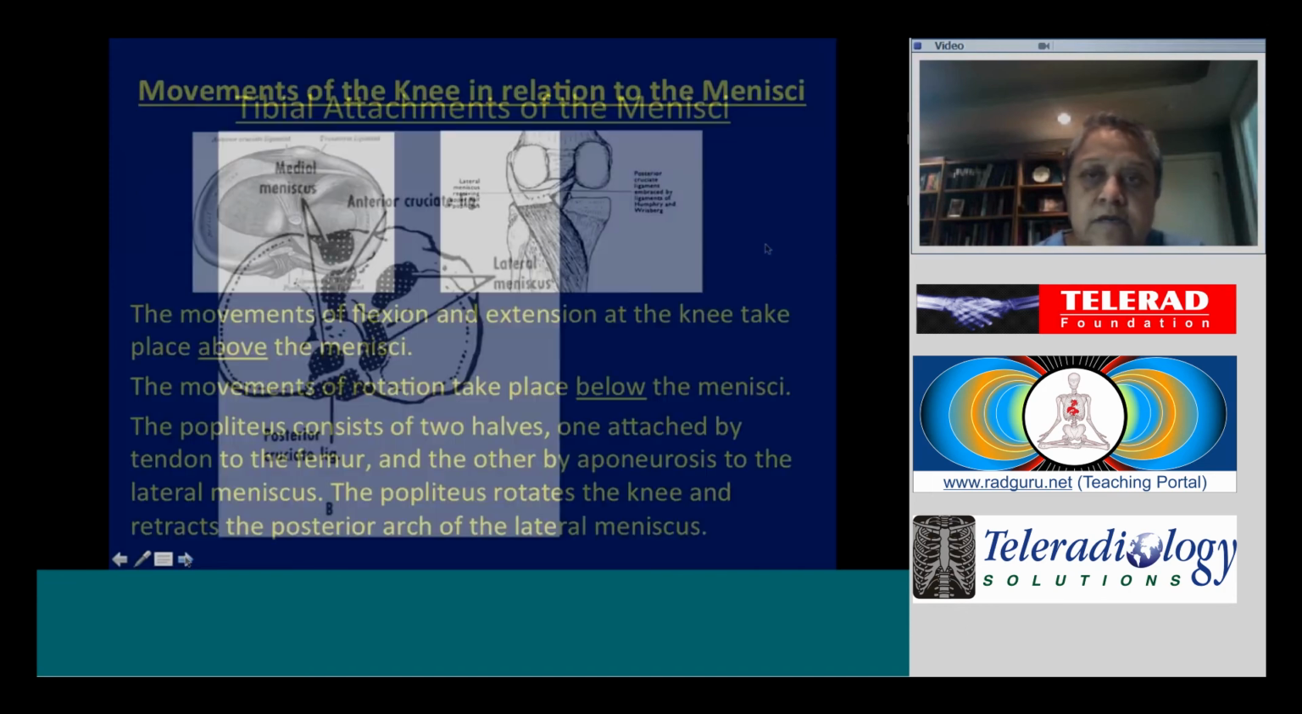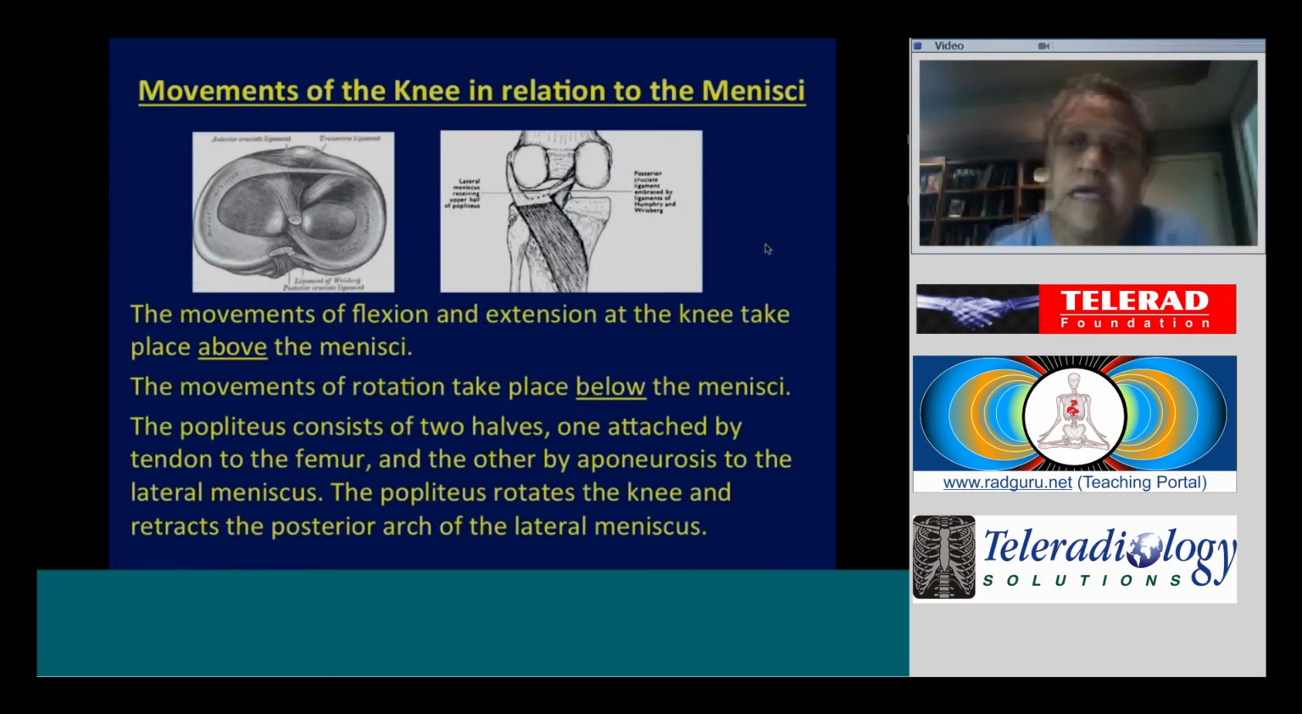Now, it's also important to look at the movements of the knee in relationship to the menisci. The movements of flexion and extension take place above the menisci. The movements of rotation take place below the menisci. Important to look at the popliteus, which consists of two halves. One is attached by tendon to the femur, and the other is attached by an aponeurosis to the lateral meniscus. The popliteus, when it contracts, serves to rotate the knee and pulls or retracts the posterior arch of the lateral meniscus so it is out of harm's way.